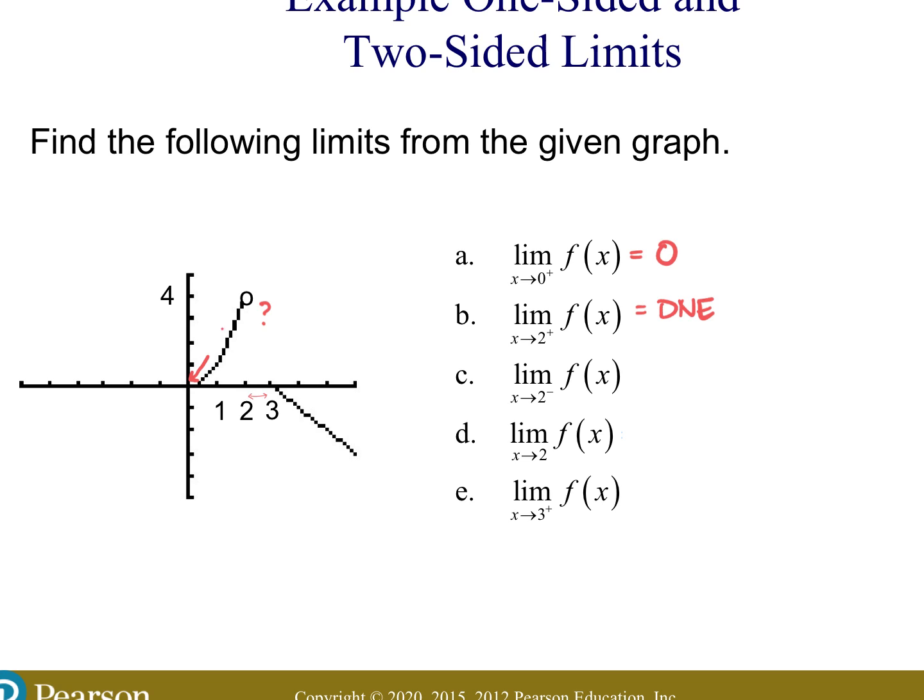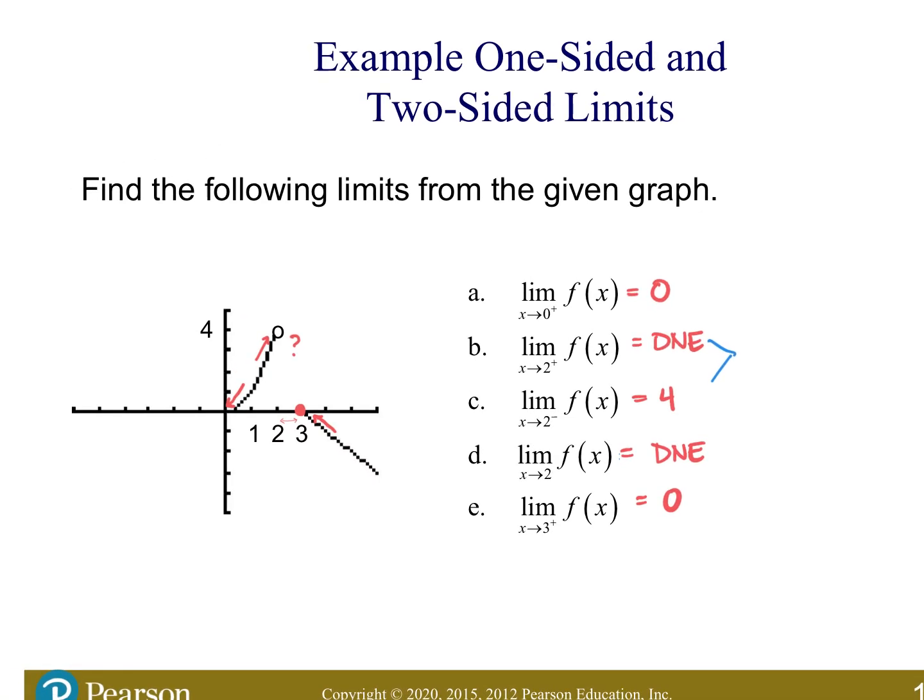Approaching 2 from the left, now we're going up along that positive slope, and that is approaching the value of 4. So then if you compare those two, the limit from the right and the limit from the left, they are not equal. So we would conclude that the limit approaching 2 does not exist either. And the limit approaching 3 from the right, here's 3 and approaching from the right-hand side, and we assume that this is a closed value right here, and so that would be approaching 0. So those are different ways you can read the graph to find the different one-sided limits.